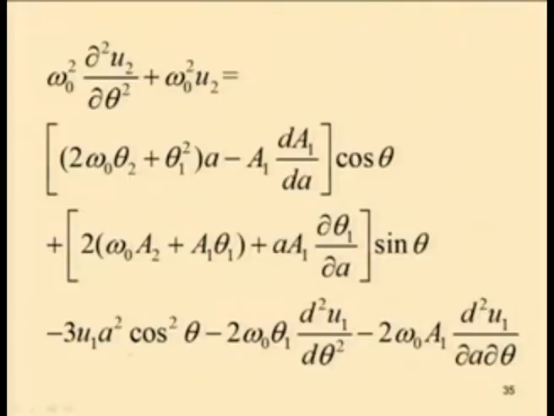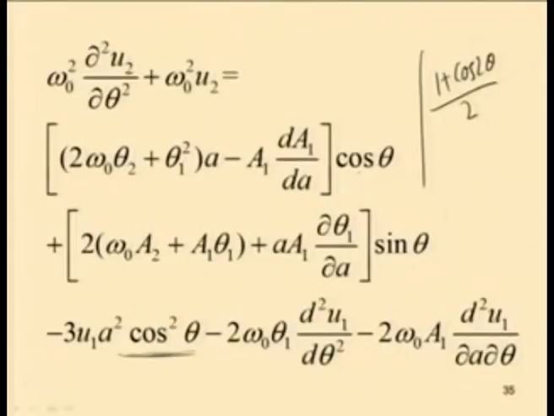In this case, we can substitute for cos square theta in terms of cos theta: 1 plus cos 2 theta by 2. So, we can substitute that in this equation, and similar to the previous case, the terms containing cos theta and sin theta should be eliminated to eliminate the secular terms. Otherwise, these terms will lead to an infinite response, which is not practically possible. So, one has to eliminate the secular term.